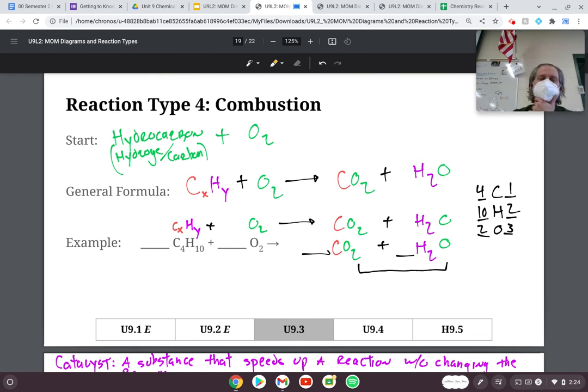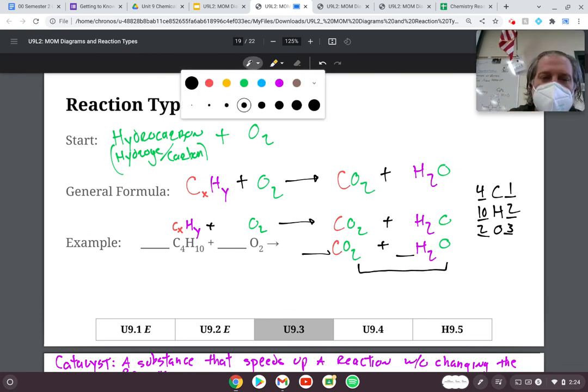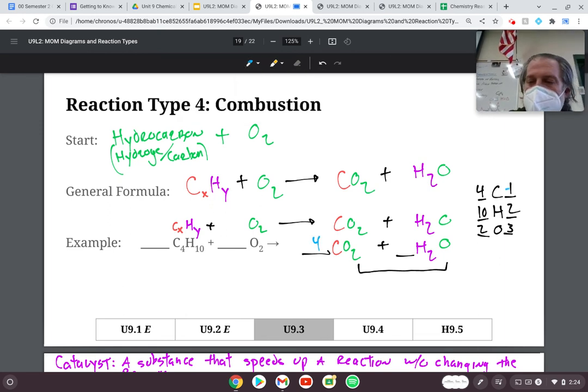Now, to balance this, I'm going to start by checking to make sure that my carbons are balanced. So I've got 4 carbons on the reactant side. I want 4 on the product side. So I'm going to put a coefficient of 4 in front of CO2. That gives me my 4 carbons, but it also gives me 8 plus 1, which is 9 oxygens. Going to continue balancing. I'm going to try to balance my hydrogens. I have 10 on the left, the reactant side. I need to get 10 on the right, the product side. So I'm going to put a coefficient of 5 there, which will give me my 10, but 5 times 1 is now 5. 8 plus 5 is no longer 9, but it's 13.